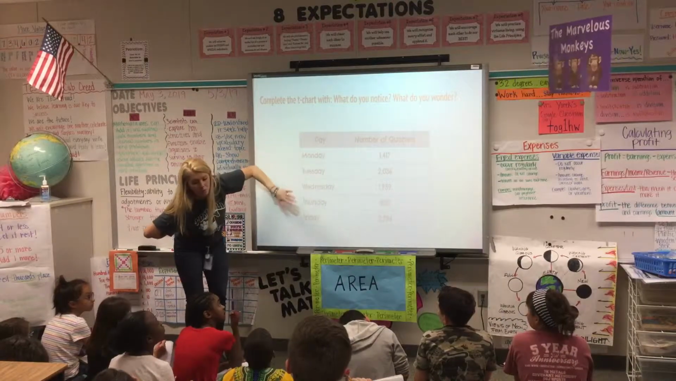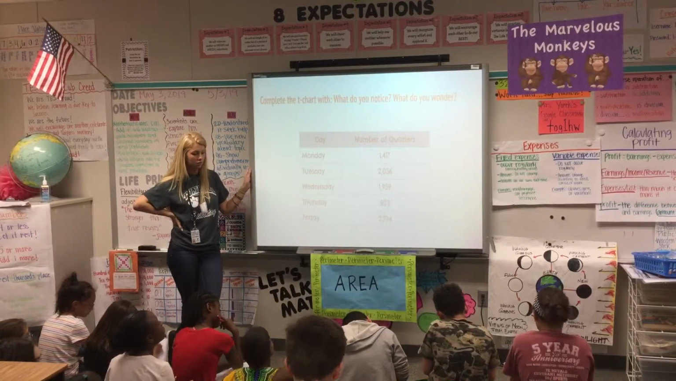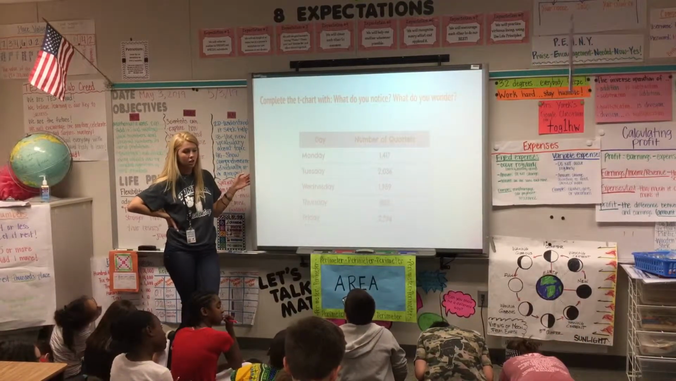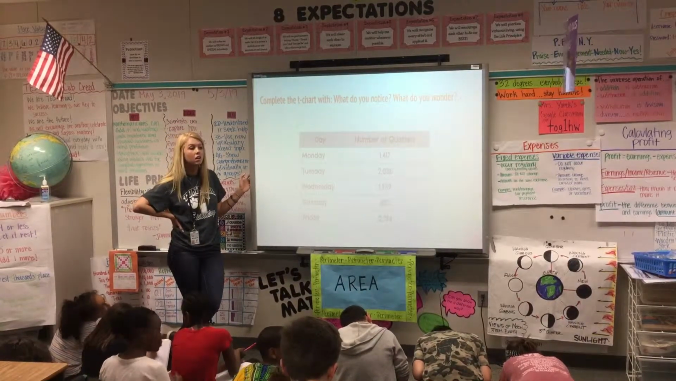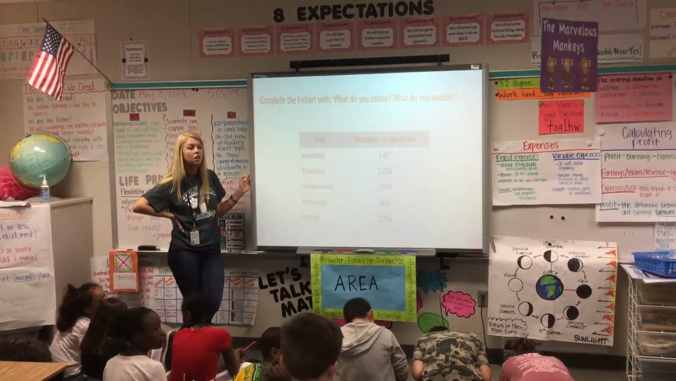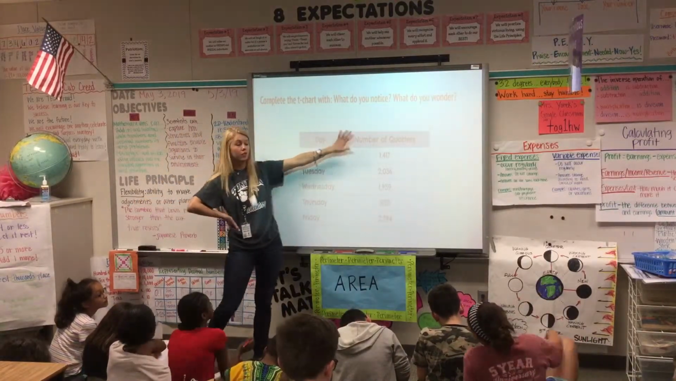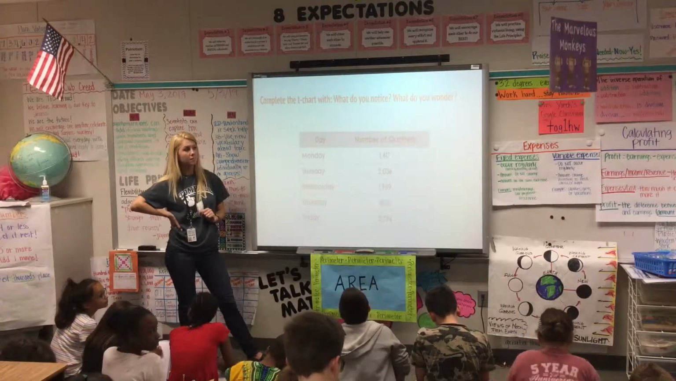Writing what we notice and what we wonder about this chart. Okay, I'm going to give you about 30 more seconds. Miss Burgess, do we look around the classroom or we look at the board? The board. So we're writing down what we notice and wonder about this chart right here.